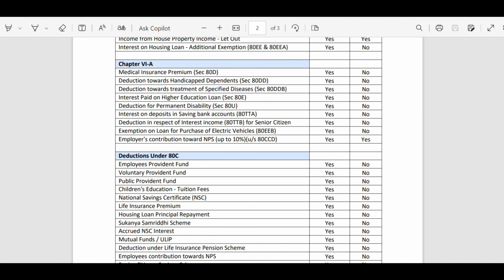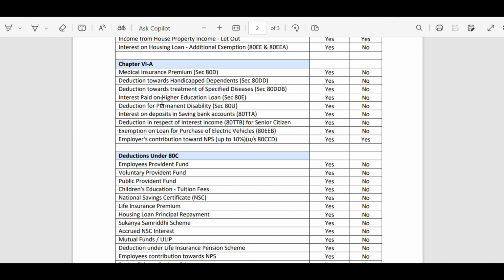So coming to the Chapter 6A deductions, medical insurance premium. We all pay medical insurance premium for ourselves, our spouse, or even for our kids. The exemption is also available in the old tax regime, not available in the new tax regime. If you just refer to the new tax regime column, everywhere it says no, no, no, no, no. Okay, deduction towards handicapped dependents, yes, in the old tax regime. And interest on deposits in savings bank accounts under 80TTA, up to 10,000 rupees, that's allowed.